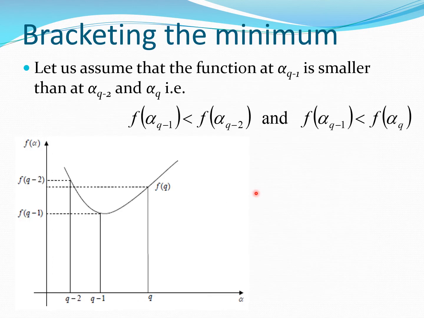So now let us look at this bracketing of the interval more closely. Let us assume that the function at alpha q minus 1 is smaller than at q minus 2 and alpha q. That means if we look at this function here, we can clearly see this particular thing hold, that the function value at q minus 1 here is less than that at q minus 2. So this is clear. And also the function value at q minus 1 here is less than the value at q. So that also holds here. So when these two relations hold, then essentially your function has gone down and gone up, and you have successfully bracketed the minimum point between q minus 2 and q.